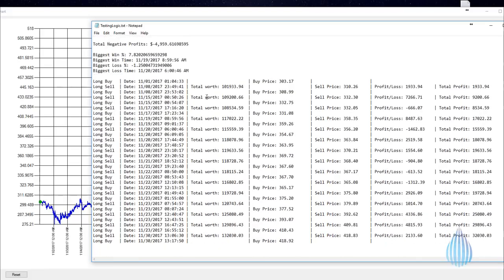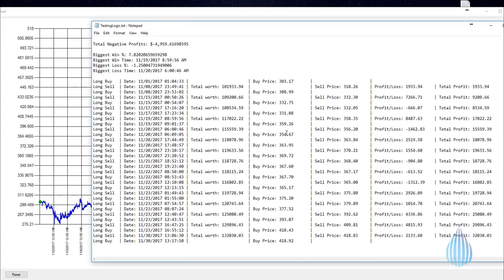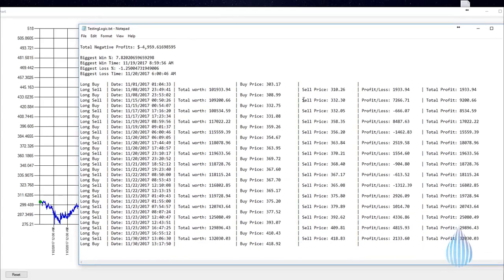Here we have the detailed trade report, and it tells you the buy price, the sell price, and the profit and loss. As you can see, it did $32,000 in profit, pretty good. It made 10 positive trades and 5 negative trades totaling almost negative $5,000, but it made $37,000 of profit. And we have the trades broken down right here.